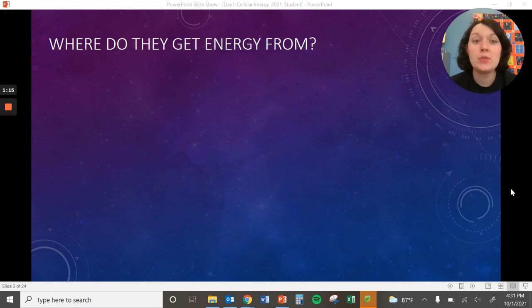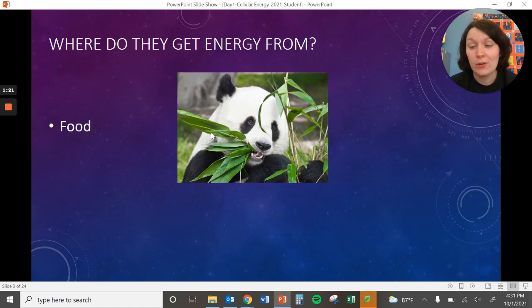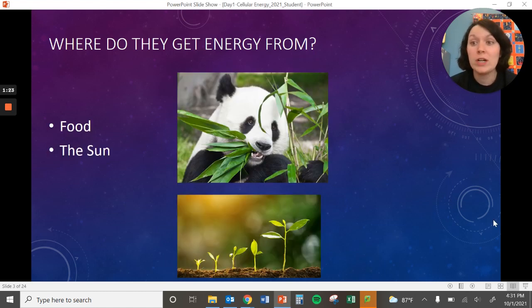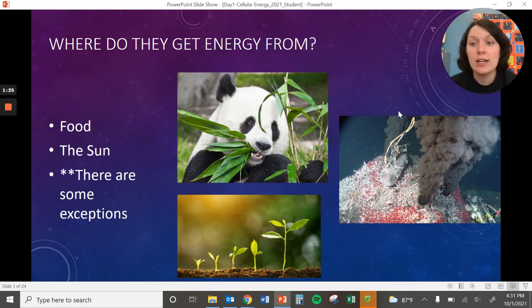So where do we get energy from? Where do they get energy from? There are several different sources. We could have energy coming from the food we eat, or the sun, or there are some exceptions, such as deep sea vents here, where there are bacteria and things growing down there.